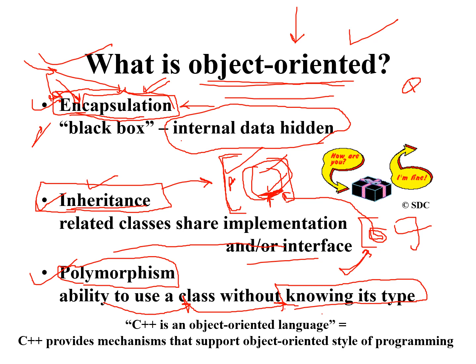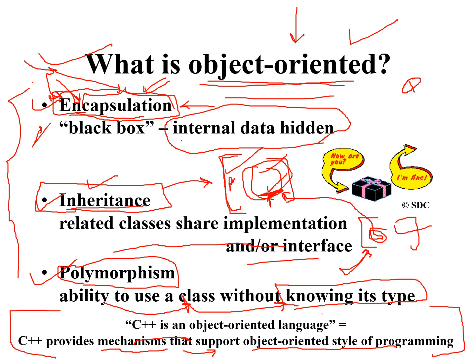So C++ is an object-oriented language. That is, C++ provides a mechanism that supports the object-oriented programming style. That is written over here, and I need not explain anything more because it is a simple statement. This is what object-oriented programming is.